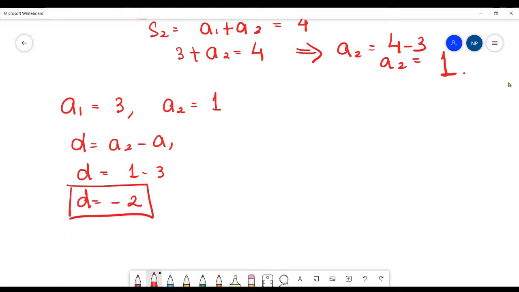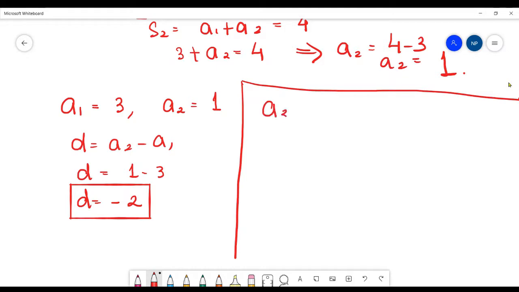Okay. Now, after this we have to find out the third term also. So how to find out the third term? A3 is equals to how much? A2 plus D, isn't it? To the previous term, we add the difference, we get the next term. A2 is how much? It is given as 1. Okay, D is how much? It is minus 2. So 1 minus 2 is minus 1. Similarly, we have to calculate for A10. A10 is what? A plus n minus 1 into D.